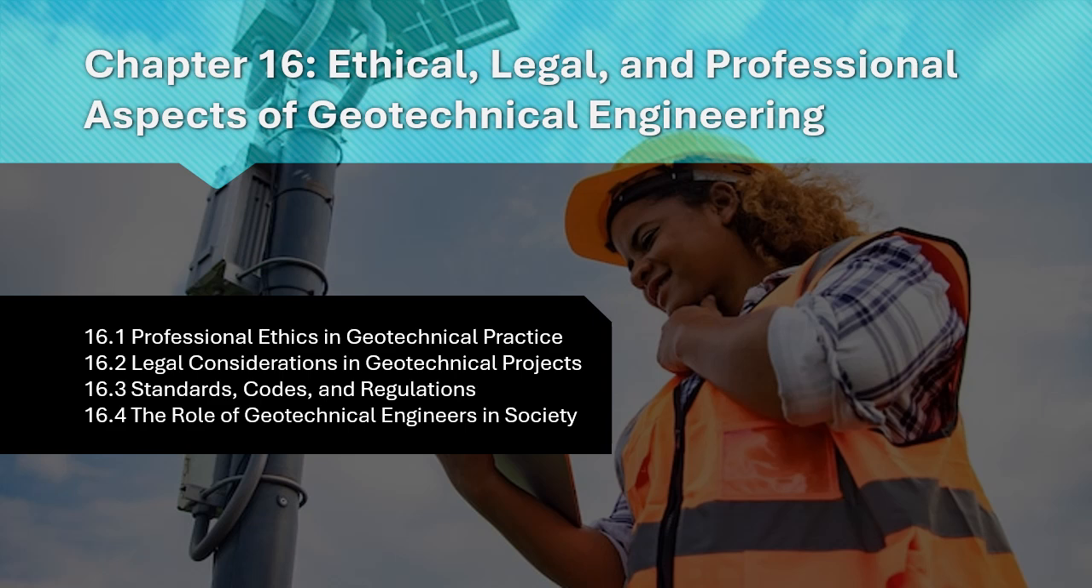1. Professional liability insurance. Professional liability insurance, also known as errors and omissions insurance, protects geotechnical engineers from claims arising due to negligence, errors, or omissions in their work. This type of insurance is vital in shielding engineers from the financial burden of lawsuits.